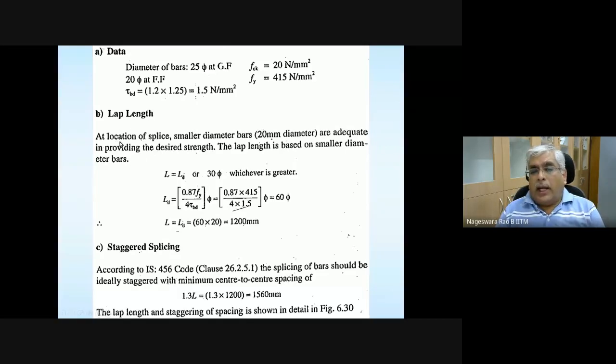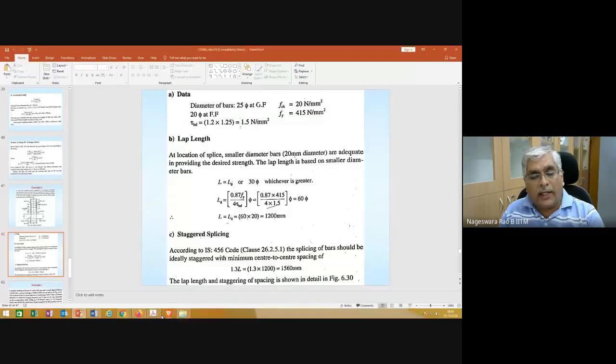lap length. At the location of splice, smaller diameter bars are adequate in providing the desired strength. If you are splicing two different sizes of the rebars, you need to consider the smaller size for calculating the lap length. Okay, smaller size for calculating the lap length. So that is what is done here. And LD is the total lap length, which should be LD or 30 times diameter of the bar, whichever is greater. This is given in the IS code here.